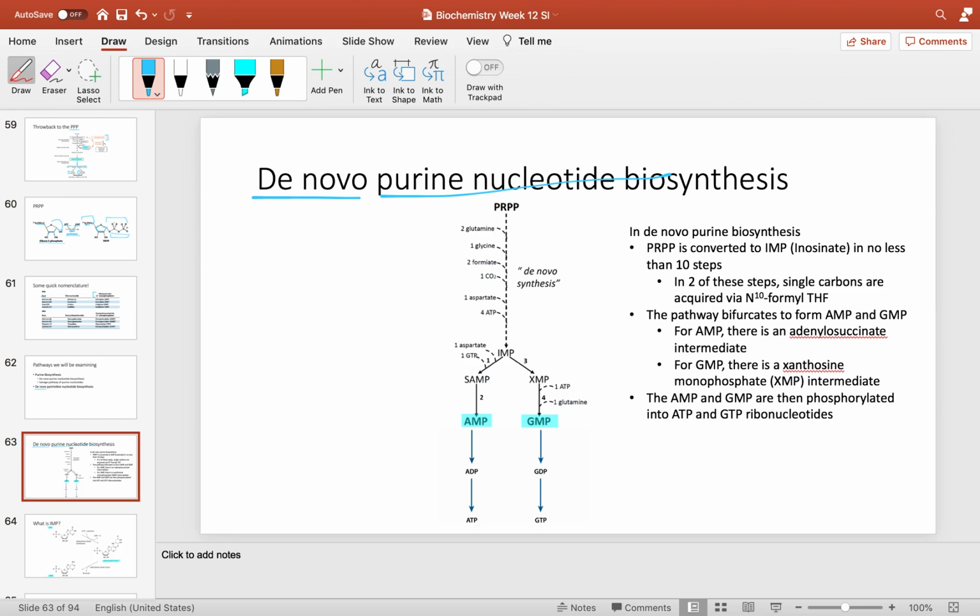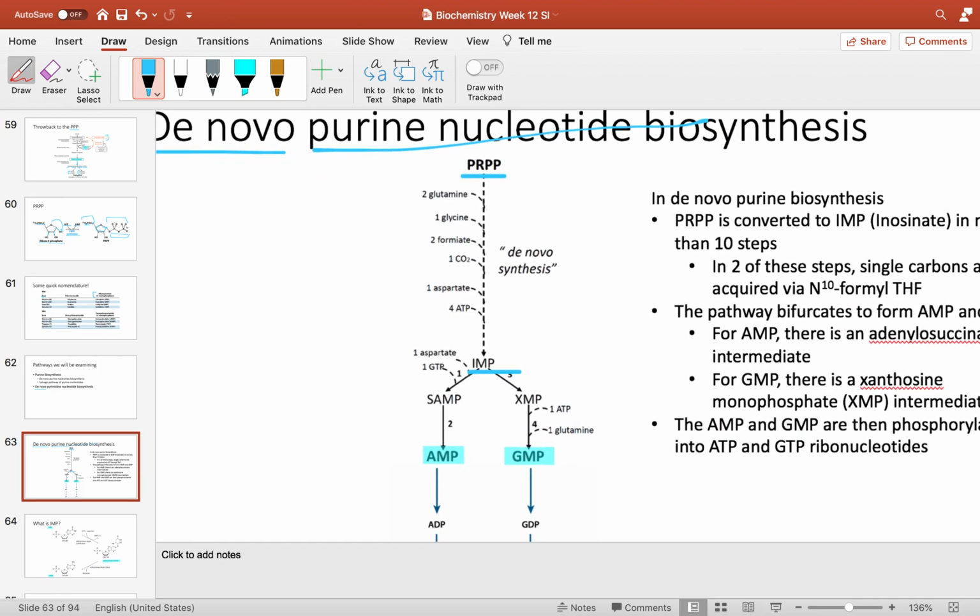Remember, from the pentose phosphate pathway, we had our ribose 5-phosphate. Then it gets 2 phosphates added on to create 5-phosphoribosyl 1-pyrophosphate, also known as PRPP. Now PRPP undergoes a 10-step reaction mechanism to form IMP. Thankfully, you guys don't have to know what goes on in these 10 steps. I do want to point out a few things though.